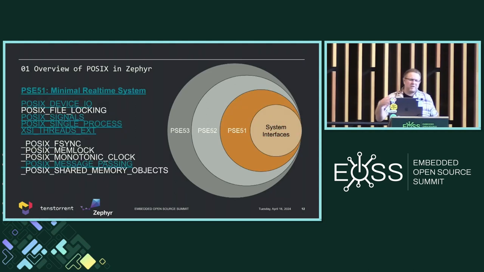So moving on, we have PSE5.1, which is the minimal real-time system profile. It has some additional things, POSIX device IO, like standard in, standard out, standard error, fopen, et cetera. We've got file locking, single process, XSI threads, which just kind of adds the ability to set and get your thread stack to a static array, a static memory address.